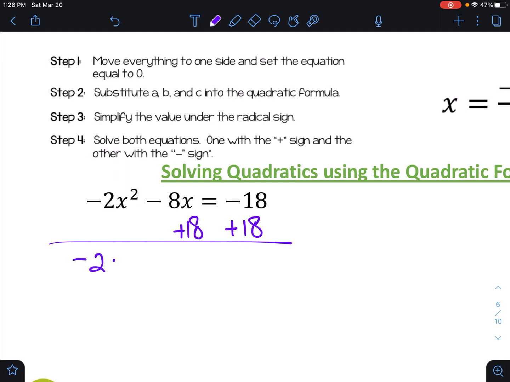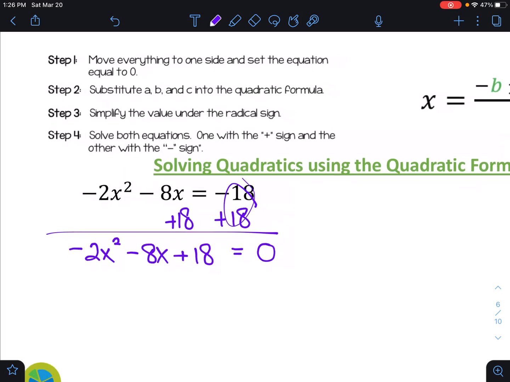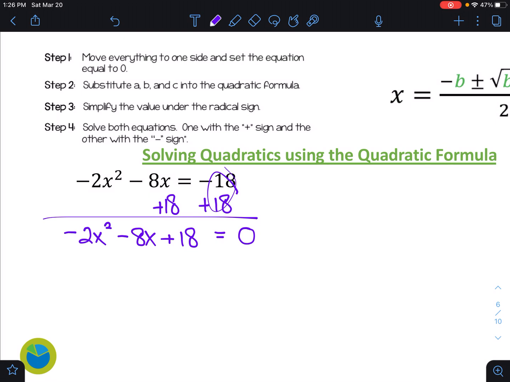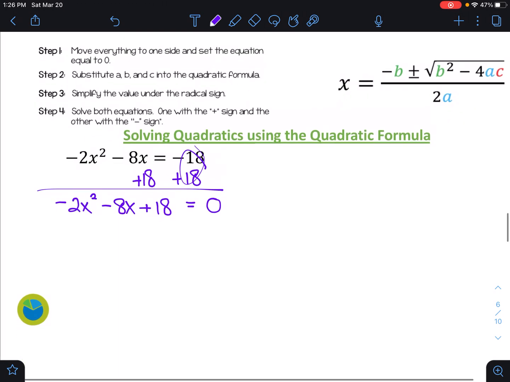Now this gives me negative 2x squared minus 8x. Now I can't combine this with either of these because they're not like terms. So I'm just going to put it on the end. I'm just going to go plus 18 equals, and now this is 0. Those cancel out. So now it's set equal to 0. Now I can do my quadratic formula and set it up.